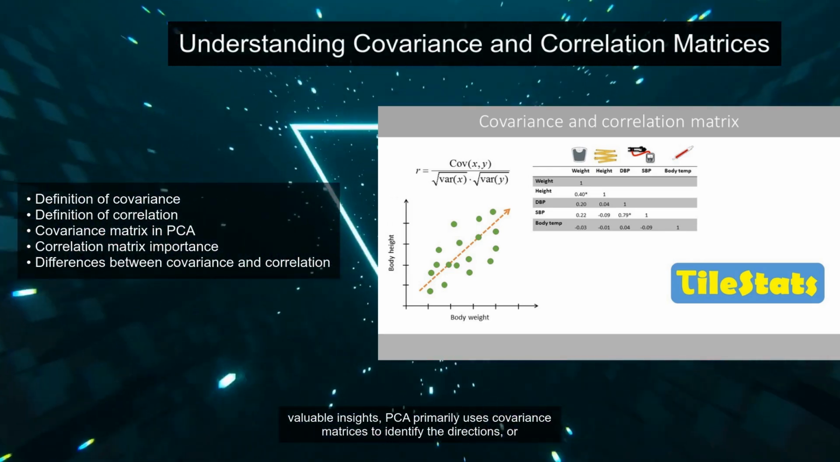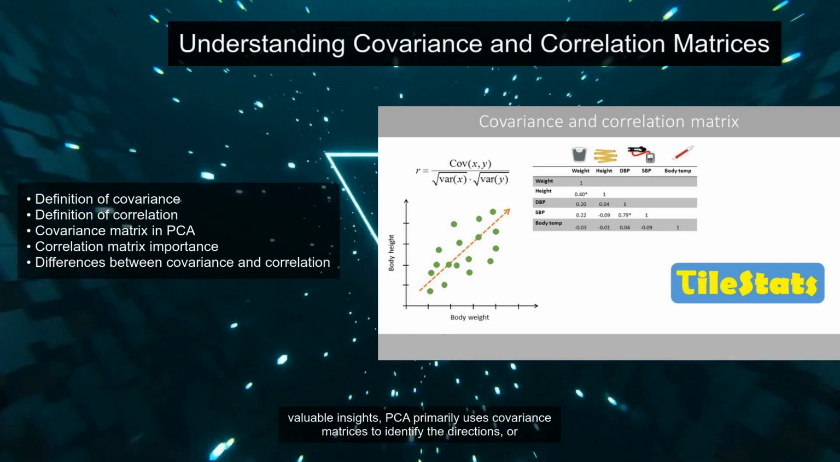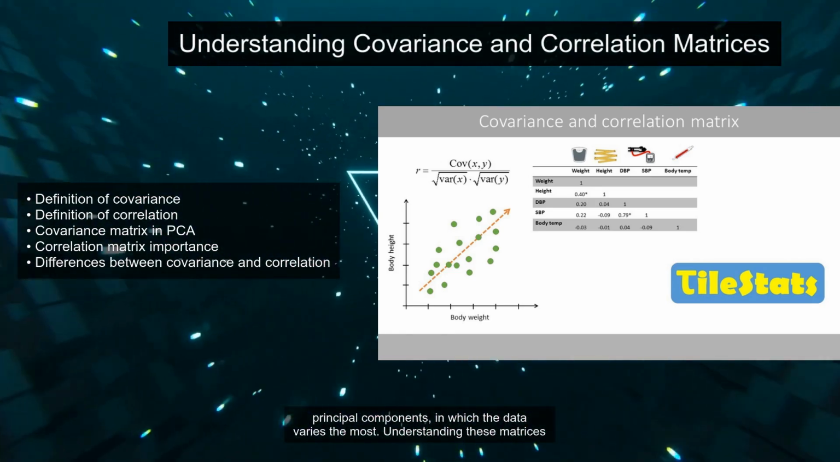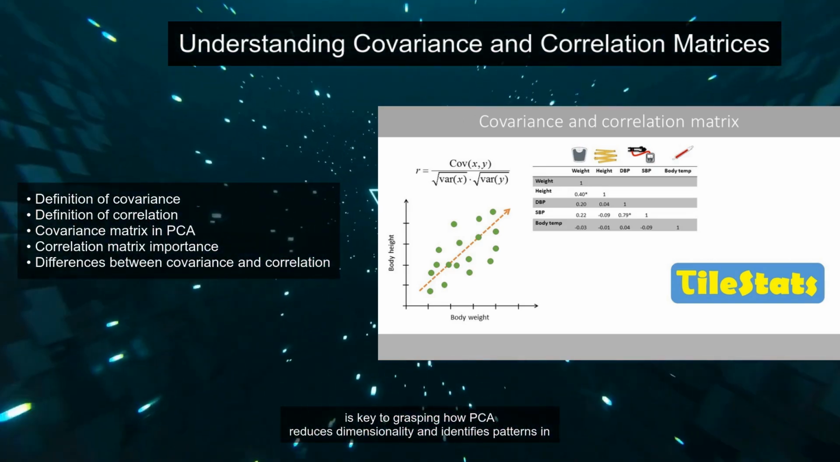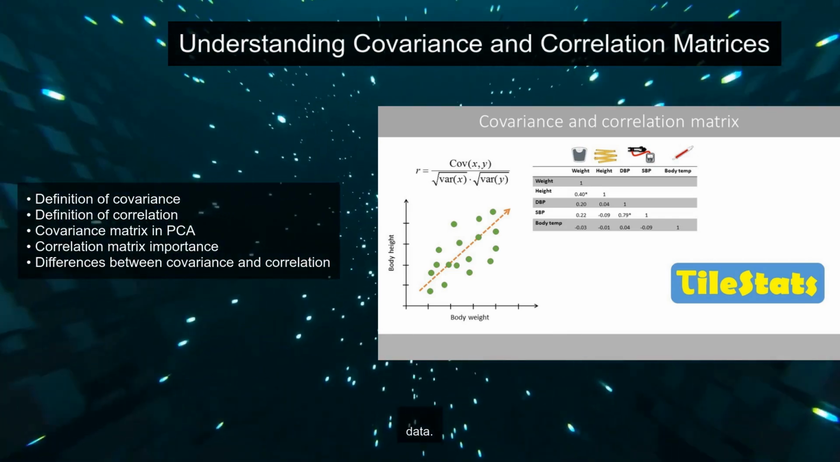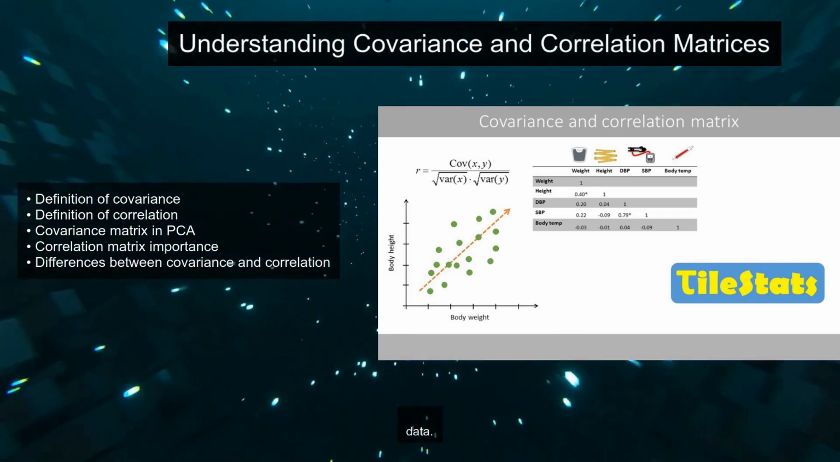While both matrices provide valuable insights, PCA primarily uses covariance matrices to identify the directions, or principal components, in which the data varies the most. Understanding these matrices is key to grasping how PCA reduces dimensionality and identifies patterns in data.